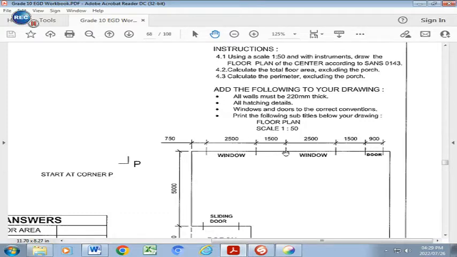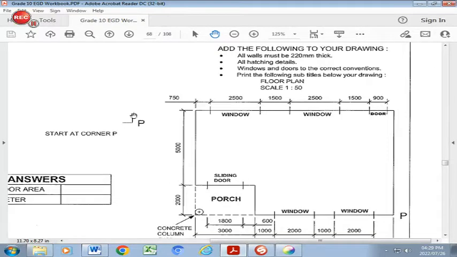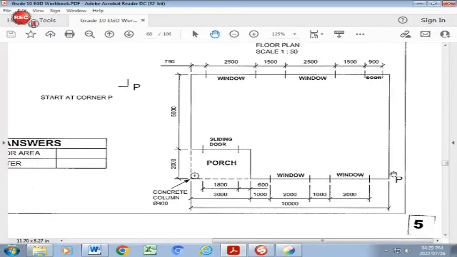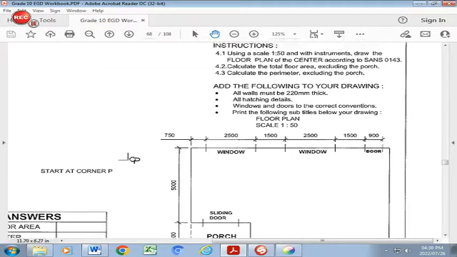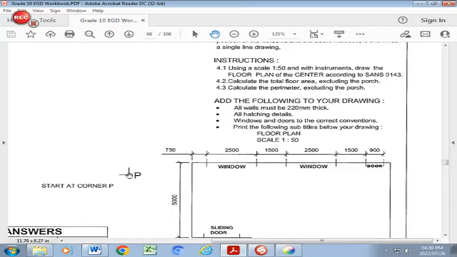And you need to print the following subtitles below, which should be floor plan and the scale of 1:50. You are also given a starting point P, which links up with this starting point that you will see here. So everything will originate or derive from this particular point.